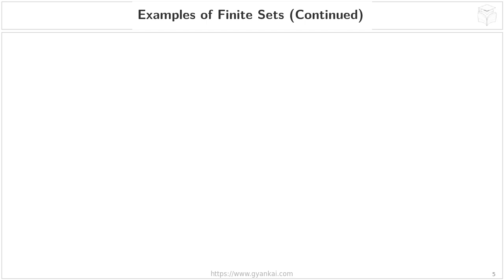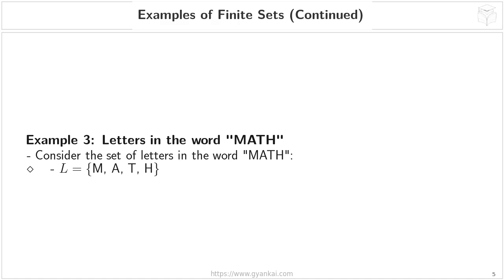Examples of finite sets continued. Let's move on to another example to solidify our understanding of finite sets. This is example 3, and we're going to look at the letters in the word "math." So consider the set of letters in the word math. We're going to represent this set using a capital L, and within curly braces, we list each of the distinct letters, M, A, T, and H. So, the set L is equal to the collection containing M, A, T, and H.